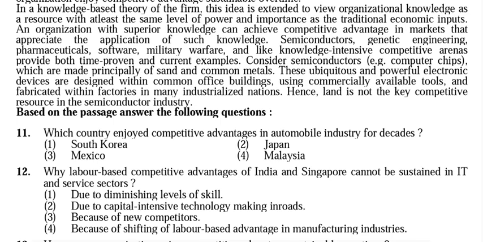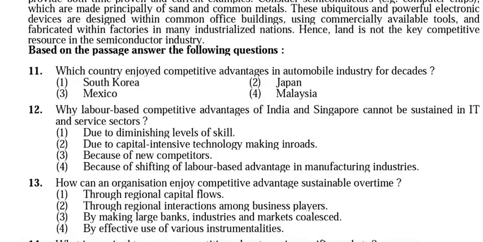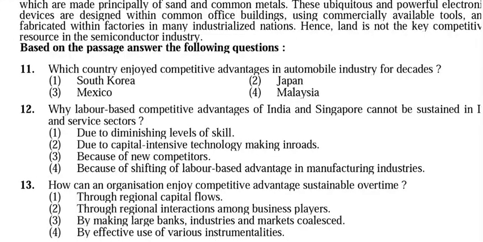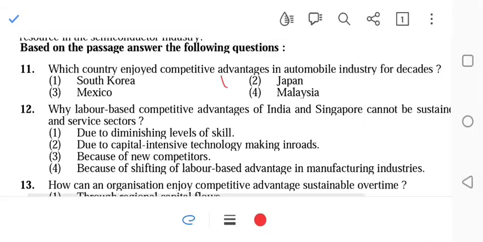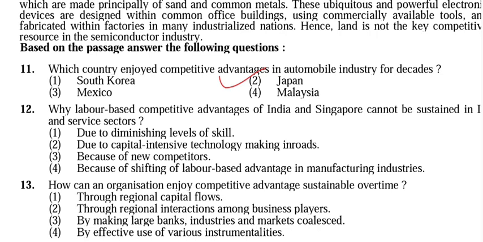I have finished reading the passage. Now, based on the passage, we have to answer the following questions. Number 11 says, which country enjoyed competitive advantages in automobile industry for decades? South Korea, Japan, Mexico, Malaysia. So the correct answer will be number 2, that is Japan. You all know about Japan. Japan is very rich. They are affluent in technology.